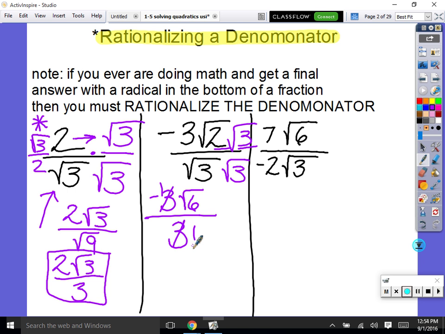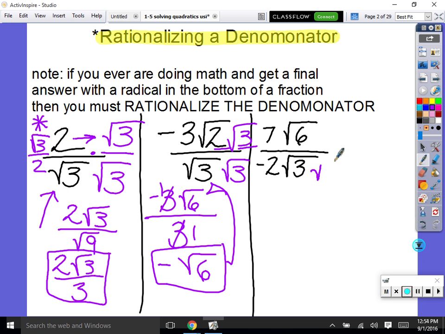So won't our answer just be negative square root of 6? Negative 1 square root of 6 just is negative square root of 6. Anything divided by 1 is still itself. You see how that's simplified, and you see how different that looks than the original answer. Same thing, but this is simplified. Okay, next one.